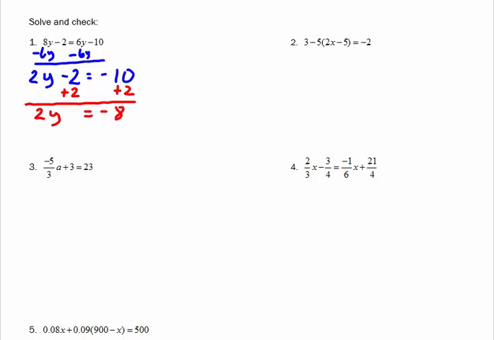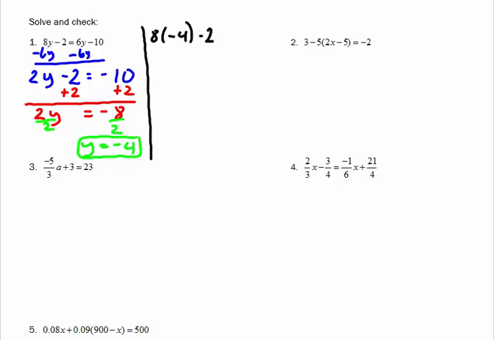And lastly, was to divide to get the variable having a coefficient of 1. So we'll divide by 2, and so y is going to equal -4. We can plug that back in and make sure it checks. Always plug back into the original. When we plug back into the original to check this answer, we would have 8 times -4 minus 2 on the left-hand side, and that's supposed to equal 6 times -4 minus 10. So we're going to put a question mark because we're not sure if that's true.